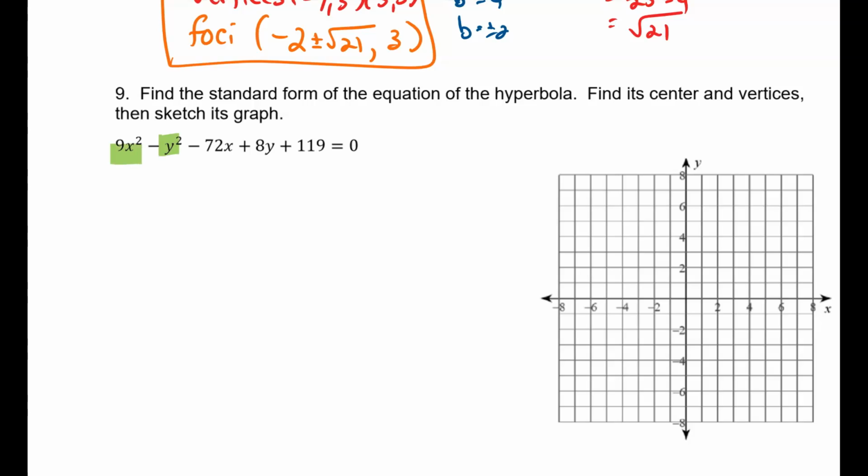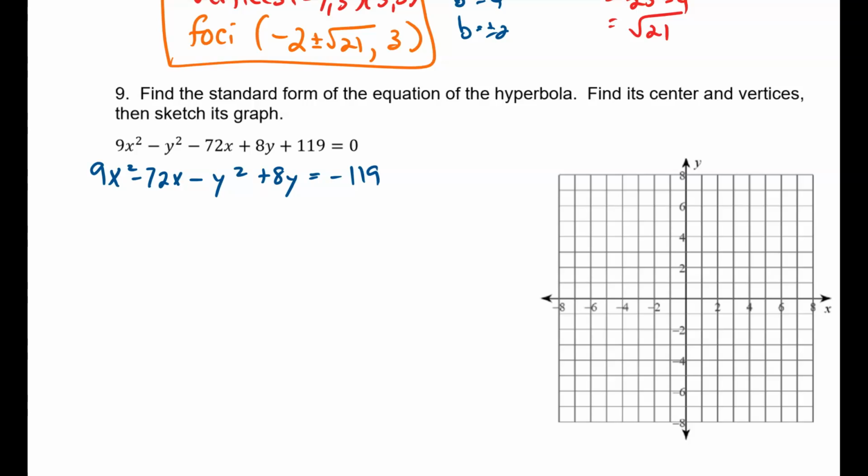But notice one's positive, one's negative. So two different signs is the key that is going to be a hyperbola. Okay, so since we know it's a hyperbola, let's group stuff together that we have. We're going to go 9x squared minus 72x minus y squared plus 8y is equal to negative 119.